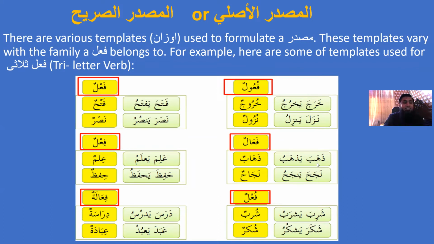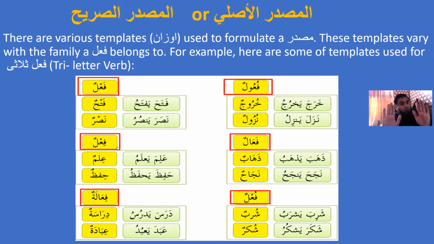And in the case of these kinds of families, another template of masdar is fa'alun. For example, zahabun, najahun. Another template is fu'lun. For example, shurbun, shukrun. Another template is fa'lun, fathun, nasrun. Another template is fe'lun, like ilmun, hifzun.